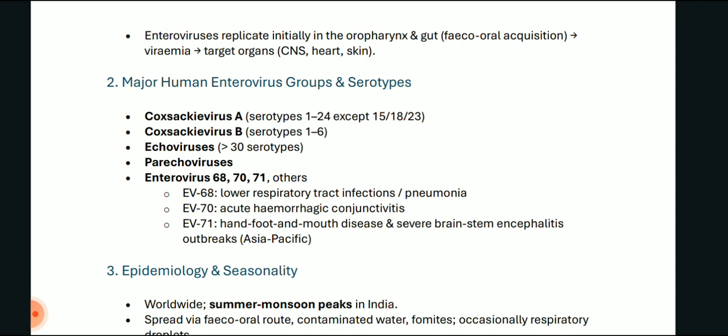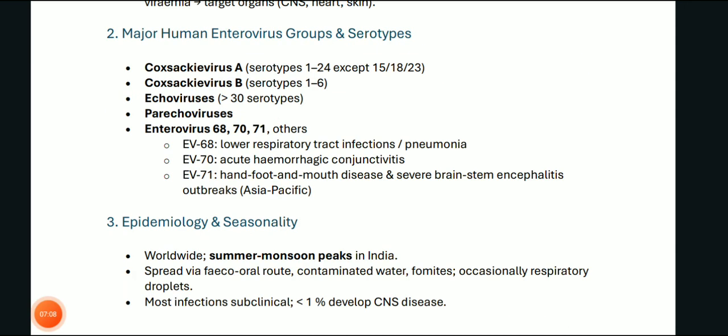The major human enterovirus groups and serotypes are Coxsackievirus A, serotypes 1 to 24 except 15, 18 and 23; Coxsackievirus B, serotypes 1 to 6; Echoviruses, more than 30 serotypes; and Para-echoviruses, enteroviruses 68, 70 and 71. EV68 causes lower respiratory tract infections or pneumonia. EV70 can cause acute hemorrhagic conjunctivitis. EV71 causes hand, foot and mouth disease and severe brainstem encephalitis outbreaks in the Asia Pacific region.